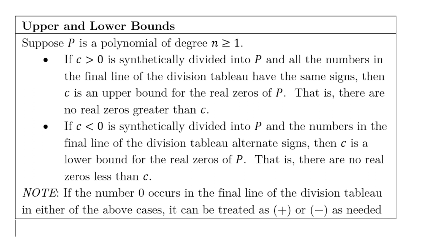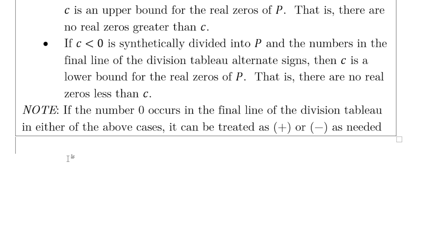Now, if C is negative, if C is less than 0, and it is synthetically divided into P, and the numbers in the final line of the division tableau alternate in signs, positive, negative, or negative, positive, then C is a lower bound for the real zeros of P. That is, there are no real zeros less than C. Don't try anything lower than C. Note, if the number 0 occurs in the final line of the division tableau in either of the above cases, it can be treated as plus or minus, whichever you need.